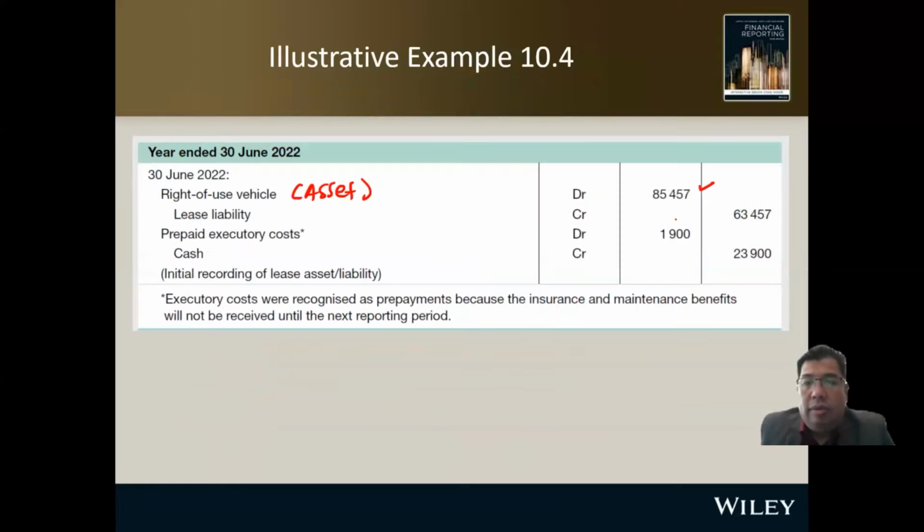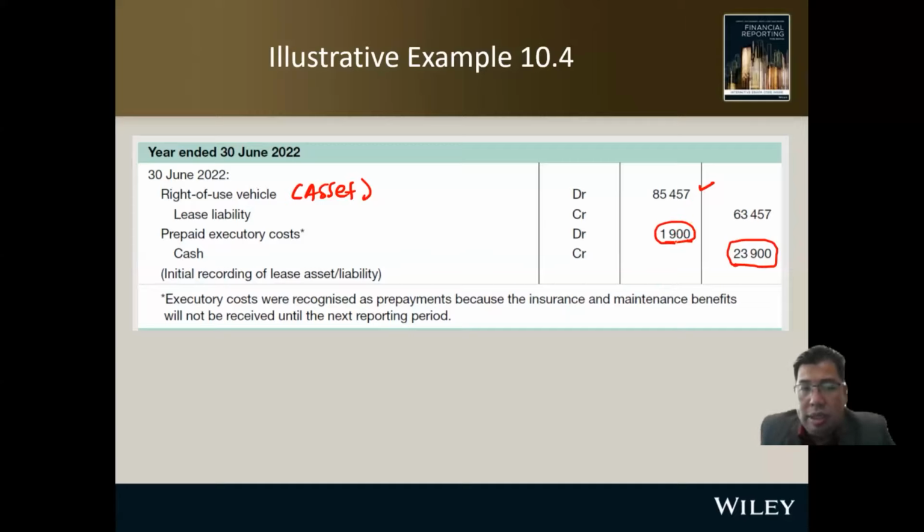85,457 is based on the present value. We're also going to incur here the executory cost of 1,900. We make a payment of 23,900, which includes 1,900 for the insurance. So we're going to debit the prepaid executory cost of 1,900. The net payment for the liability is only 22,000. This is more on expenses.